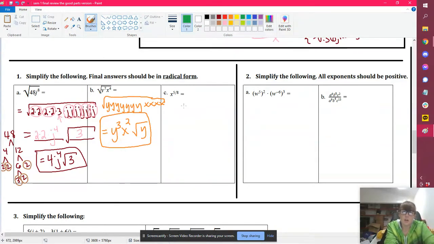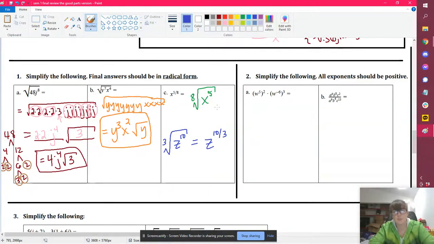Part C is just rewriting things, right? If I've got an exponent that's x to the 5/8, I could have written that as the 8th root of x to the 5th. If I've got a radical that's z to the 10th and the cube root, I could rewrite that in exponent form as z to the 10/3. Right? These are equivalent, and I want you to be able to move back and forth between them. All right.